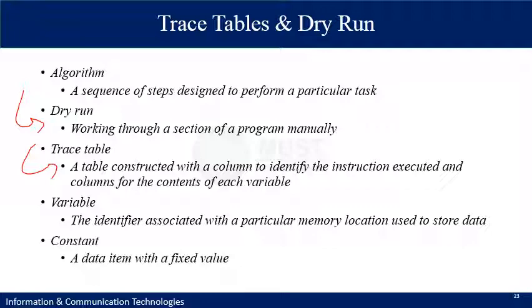In computer programs, we usually have two kinds of elements to store data. One is the variable, which is an identifier associated with a particular memory location used to store data, and another is a constant, which is a data item with a fixed value. A variable can change during the execution of programs, as you have seen in the previous slides: the value of the grade changes based on the input. However, constant values remain the same, such as the constant value of pi in mathematical equations, which will stay the same forever.